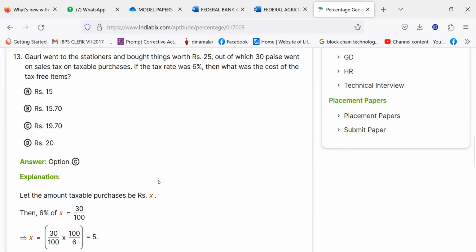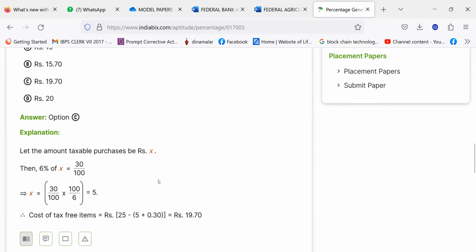No. The answer is given as 19.70. See, let the amount of taxable purchase be X. 6% of X is equal to 30 by 100. X is equal to 5. Cost of the tax-free items is equal to 25 minus 5 plus 30. I think it is wrong, no? It should be only 20, because let the amount of taxable purchase be X. 6% of X is equal to 30 paise. So I think I will go with the answer D, because taxable items are rupees 5.